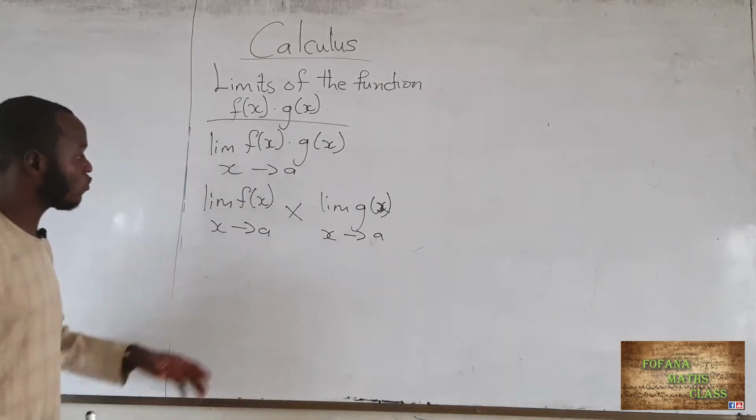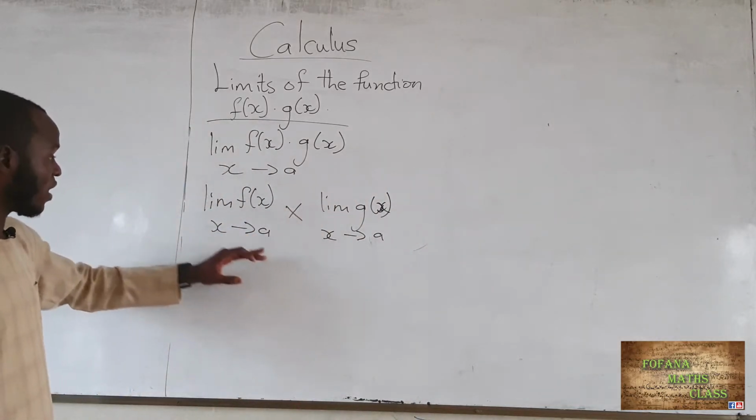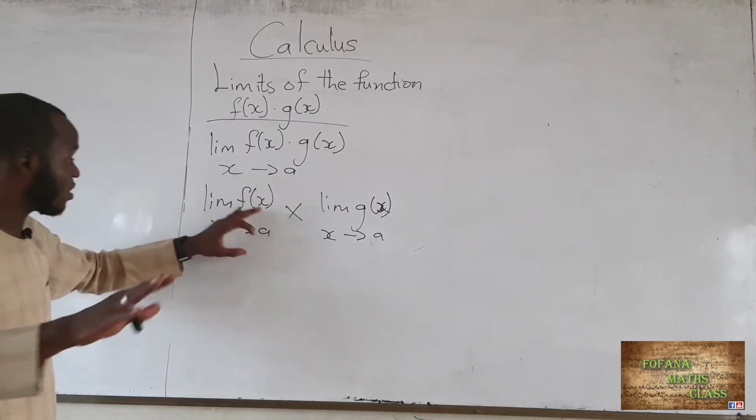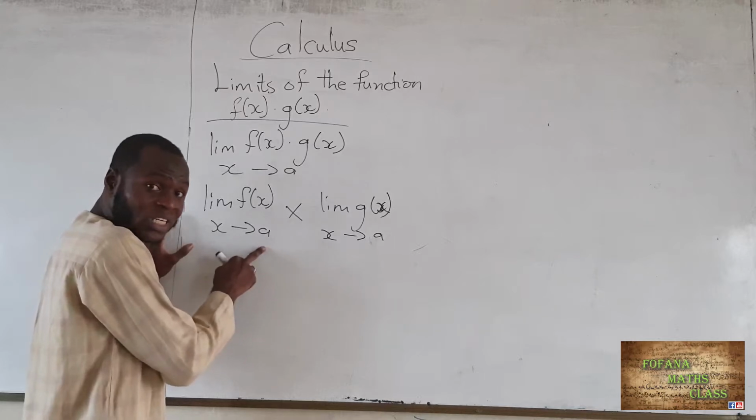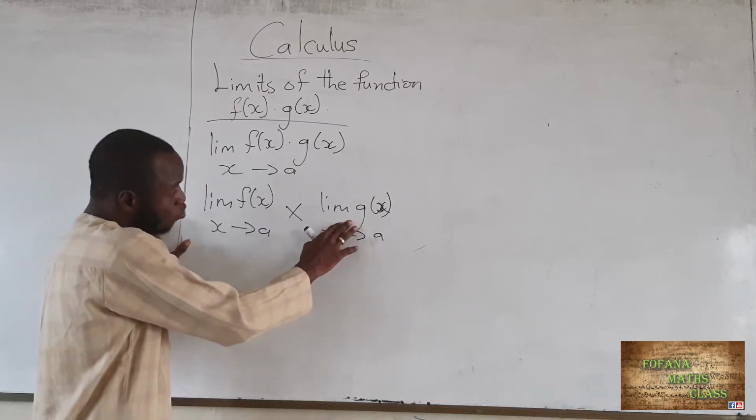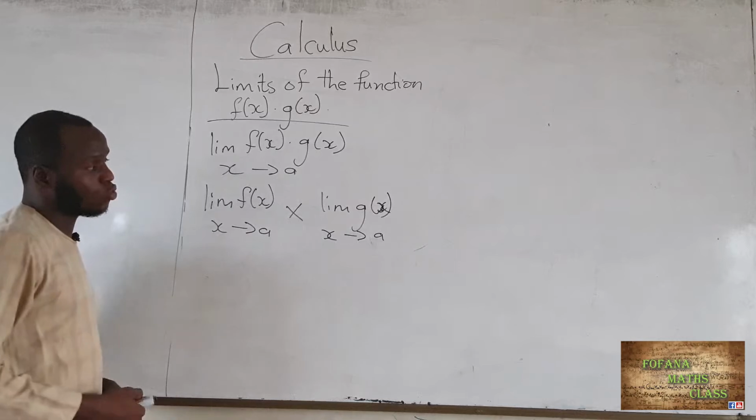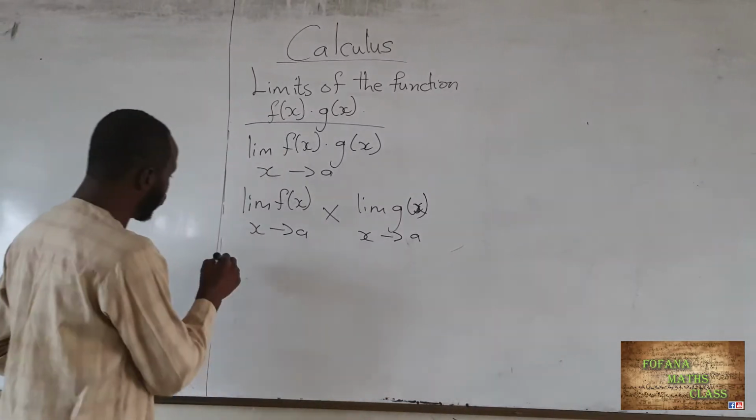The first thing you have to do is split them into two and find the limit of each function separately, with the same x value it is approaching. You find this one, then you find that one too. Then you multiply the solutions that you have. So let's take a quick example.